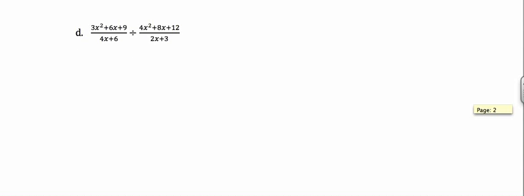Okay, you've got one left. Try this on your own. I'm just going to circle one thing just so you don't miss it, because otherwise that's going to make life really challenging. The key is you have to factor everything completely before you start canceling. So factor everything completely, then you can start canceling. Pause and then come back.